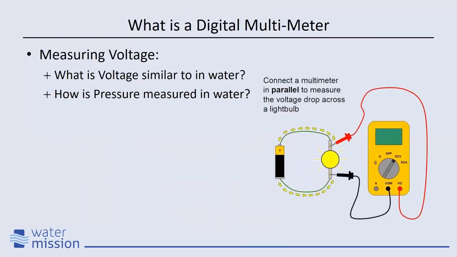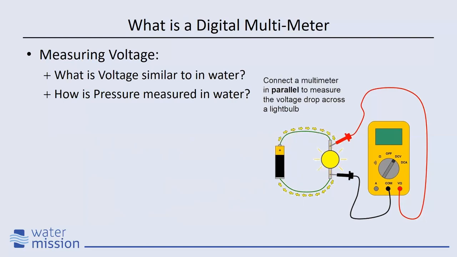So, how do we measure voltage using a multimeter? We have a multimeter here, and we have a battery that's generating the voltage that's driving the current. We have a load, in this case a light bulb, and we have electrons that are flowing through the wire, through the light bulb, giving off some energy, flowing back to the battery, getting re-energized and going around like this.